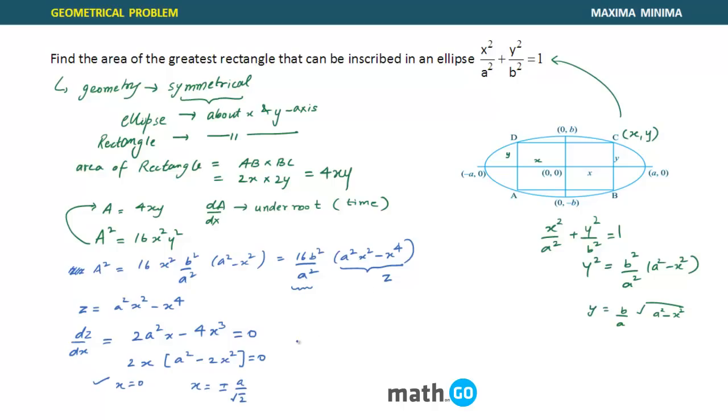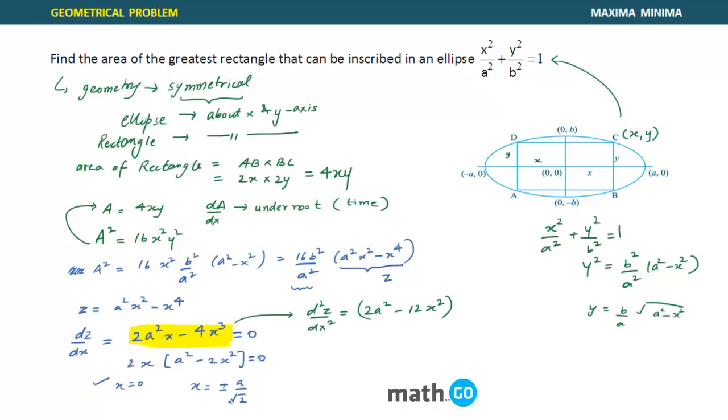Now you need to find out for which value of x you will get the maximum value. So you have this particular value here. This is your first derivative, right? Differentiate it again to find the maxima and minima. So if I do d square z by dx square, this particular answer would look like 2a square minus 12x square, right? Something of this sort.